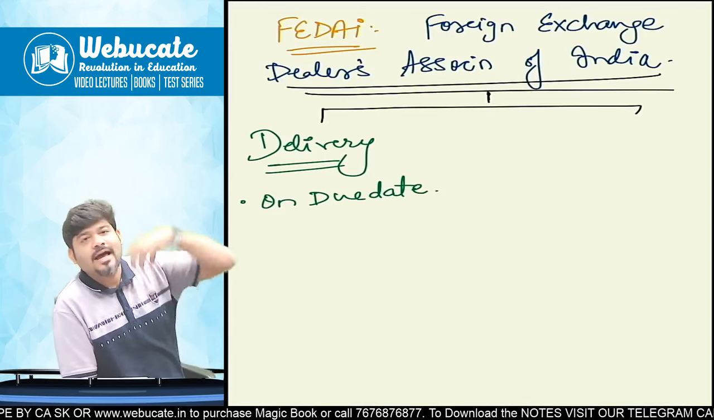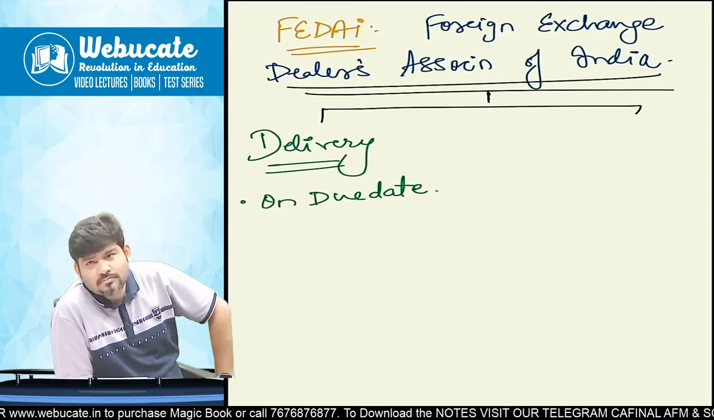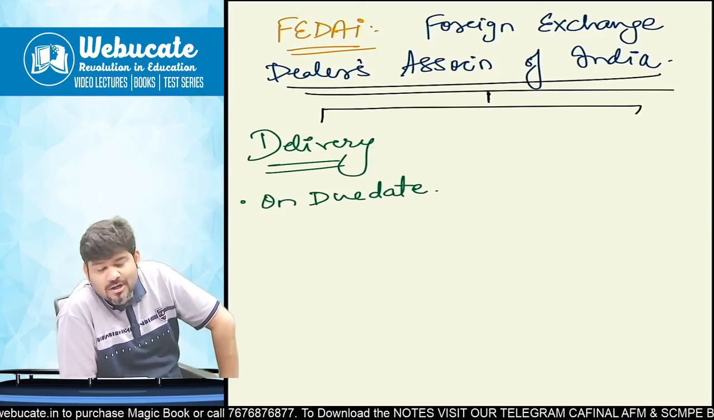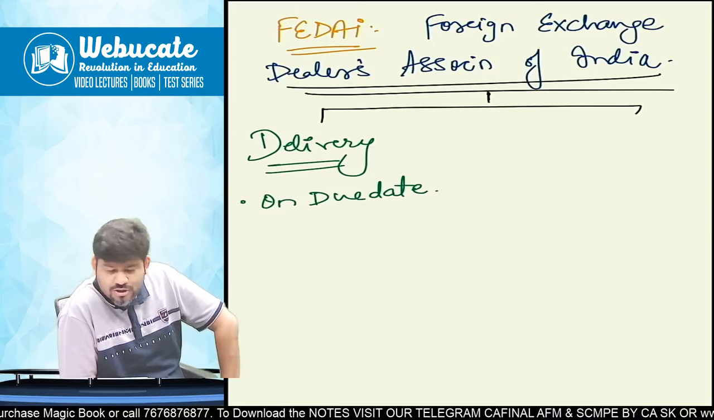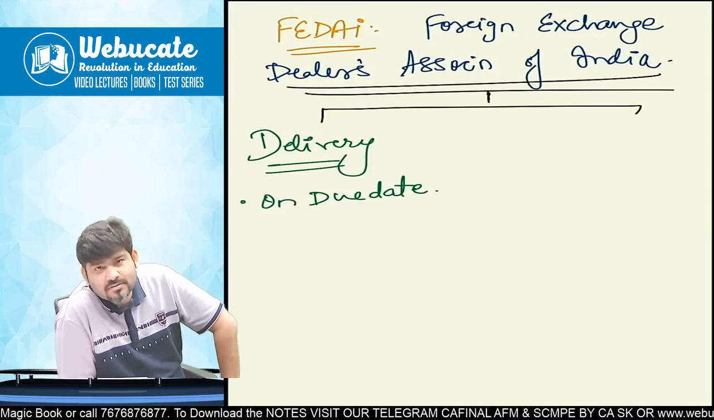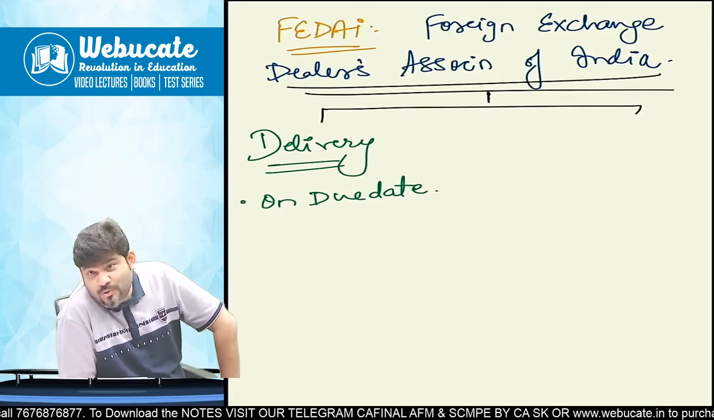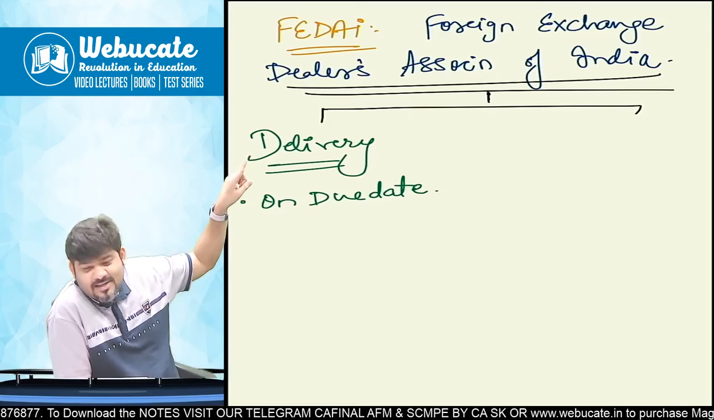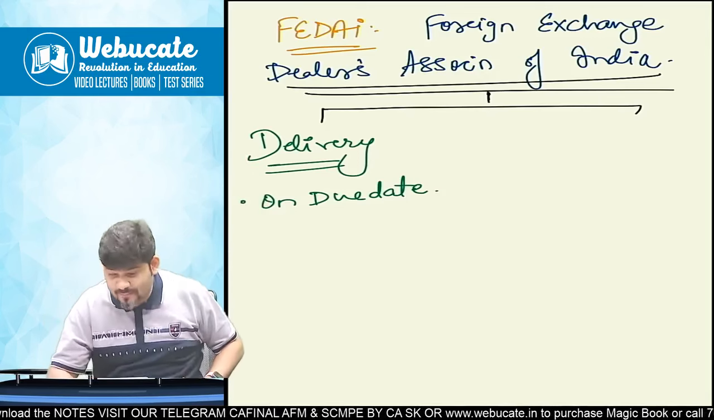Now, we have a relationship for last more than 20 years. We are doing business. And if that person needs money, I will have to ensure that I will give him that even before he requires. So, what is going to happen? Delivery. But on due date? No. When is the delivery going to happen then, guys?